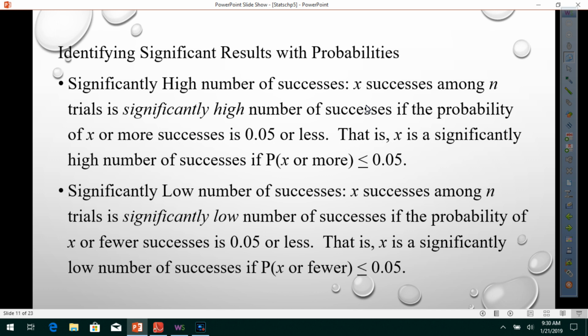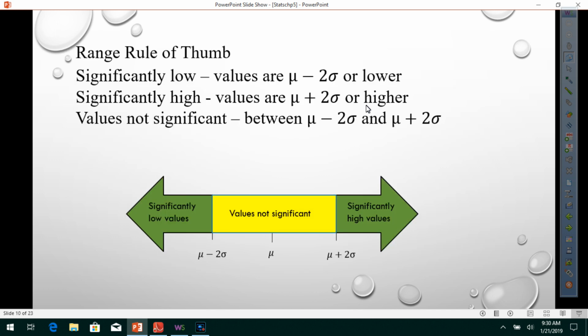Significantly low number of successes. X successes among n trials is a significantly low number of successes if the probability of X or fewer successes is 0.05 or less. That is, X is a significantly low number of successes if P of X or fewer is less than or equal to 0.05. And this goes back to here, okay?